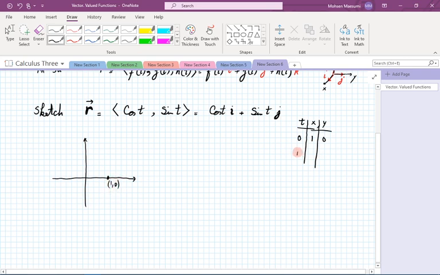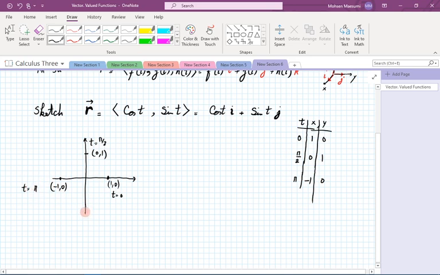Let's jump to the next time, say pi over 2. At pi over 2, cosine will be 0 and sine will be 1. It means I'll be at this location, 0, 1. If you go to time pi, cosine has become minus 1, while sine is 0, and we have arrived at the point with coordinates minus 1, 0.